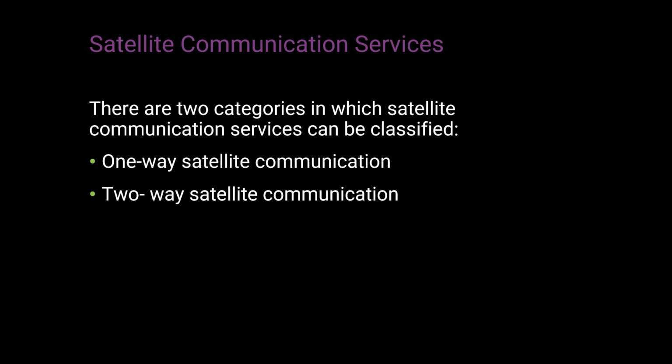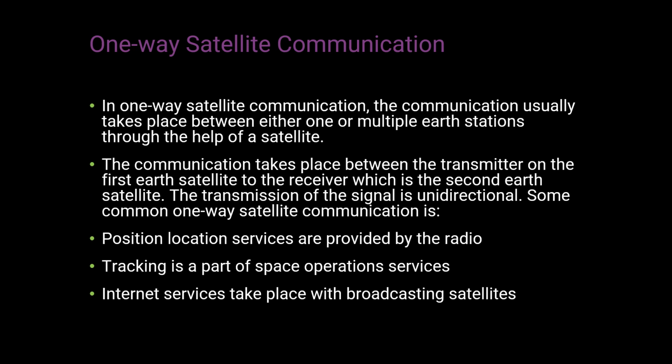Satellite communication services. There are two categories in which satellite communication services can be classified: one-way satellite communication and two-way satellite communication. In one-way satellite communication, the communication usually takes place between one or multiple earth stations with the help of a satellite. The communication takes place from the transmitter on the first earth station to the receiver at the second earth station. The transmission of the signal is unidirectional.